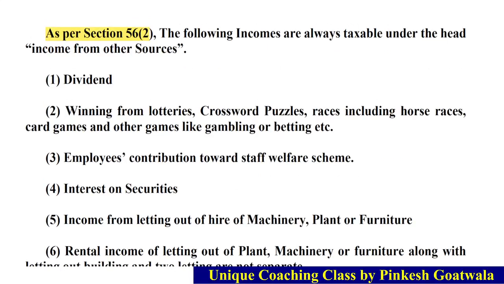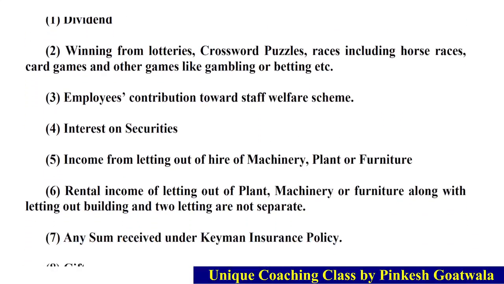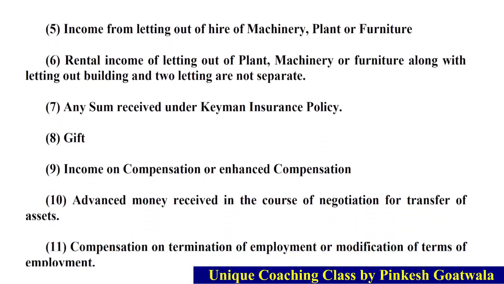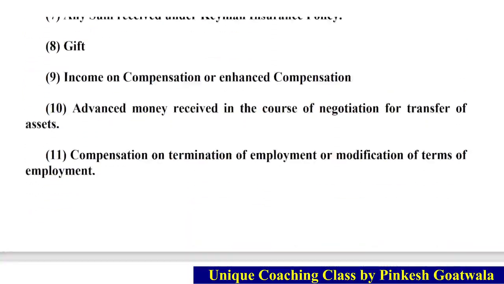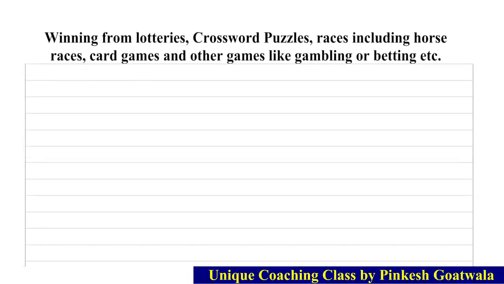And I also told you that we should understand all these incomes one by one, and we have completed the dividend income in the previous video. Now we are going to understand more income in this video. So let's start from this second income: winnings from lottery, crossword puzzle, races including horse race, card games, other games like gambling, betting, etc. So let's understand its rules regarding taxation.